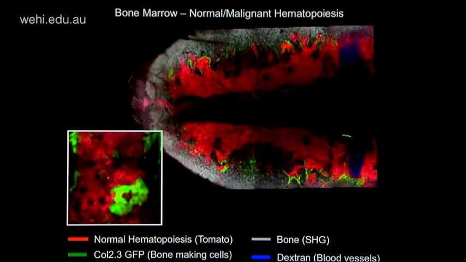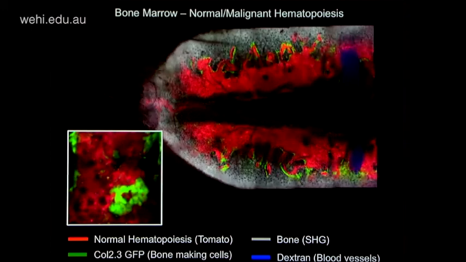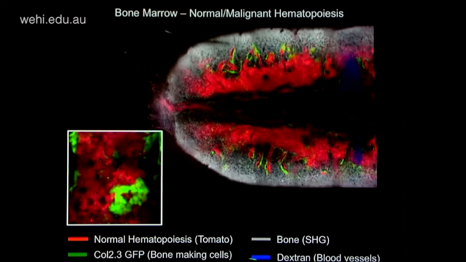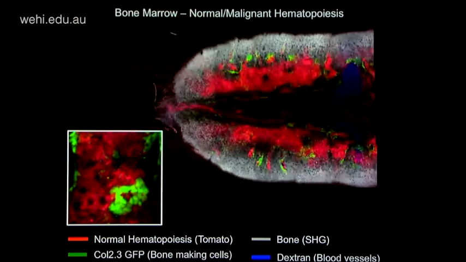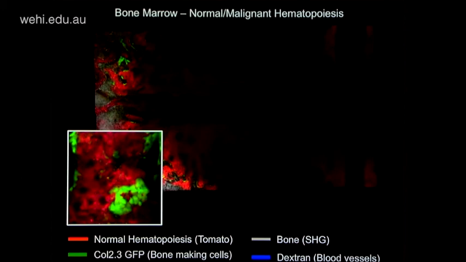So what you have now is labeled all the hematopoietic cells in the bone marrow that make blood, that make immune cells. You have blood vessels all through that label by injecting in a dye. And we can pick up resonance of the bone as well to construct and look at where that tissue is, as well as these green bone-making cells. And I'll talk about why they're important as well.